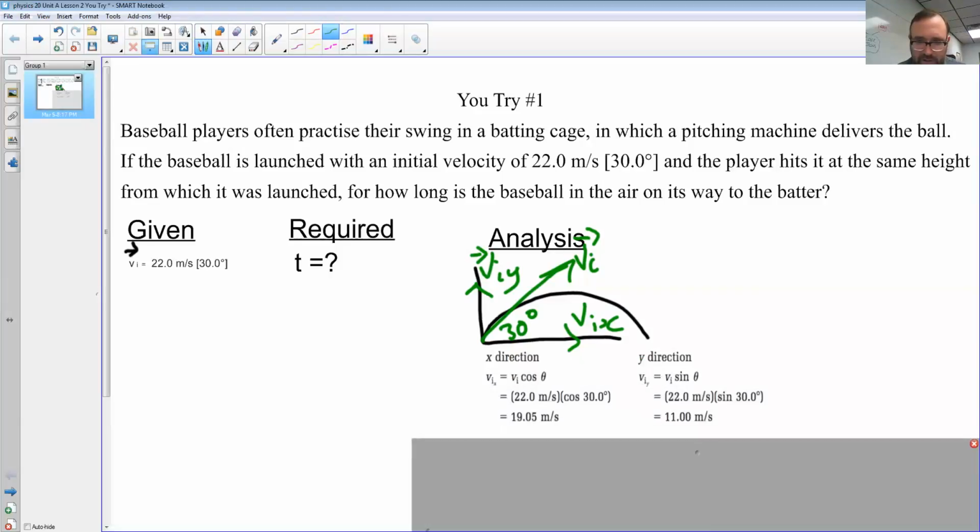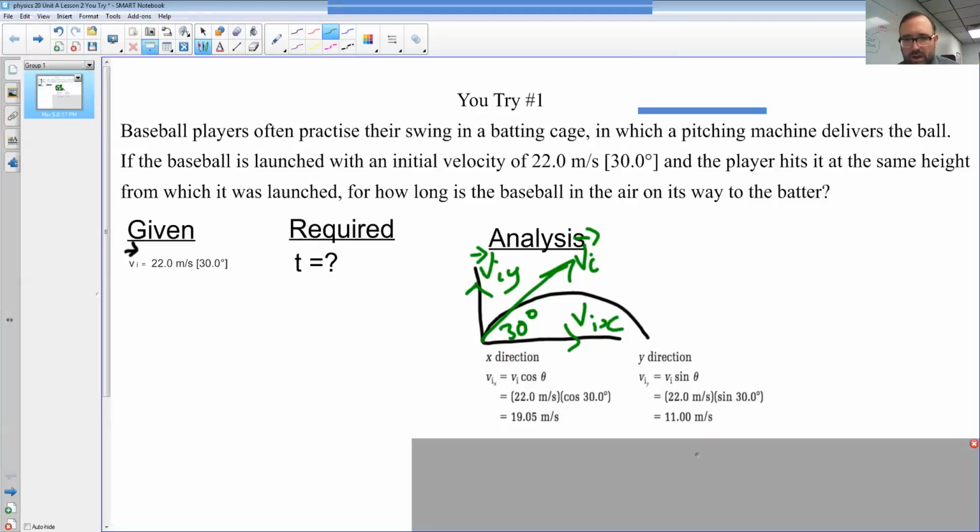In our x direction, we have cos of 30 times 22, and in our y direction, we have sine of 30 times 22. Here are our values: 19.05 meters per second for the x direction, and 11.0 meters per second for the y direction. The next step is to use a formula from our formula sheet that will help us understand what to do here.